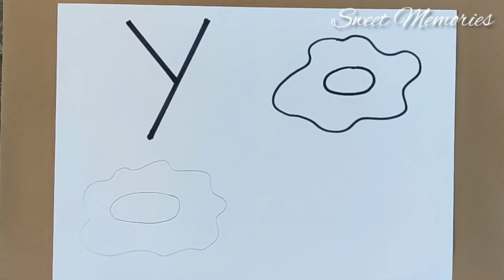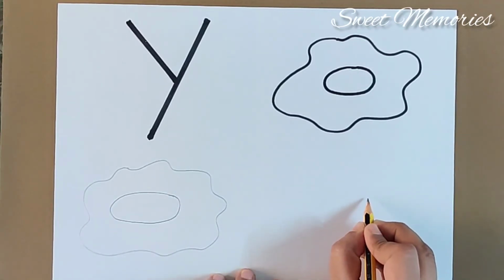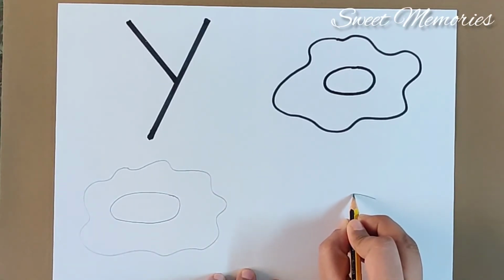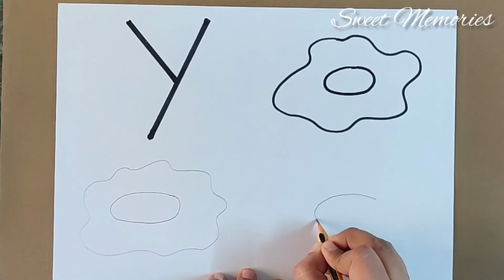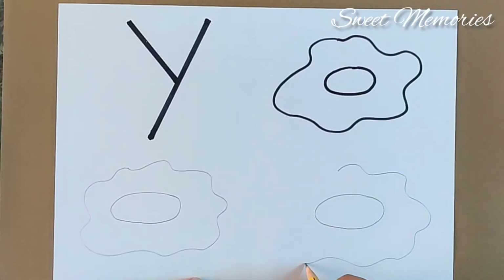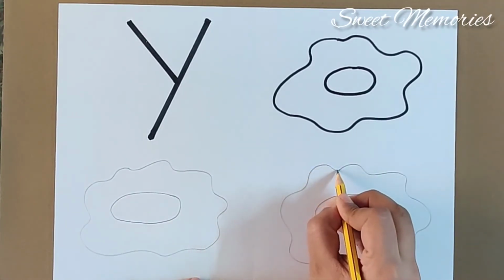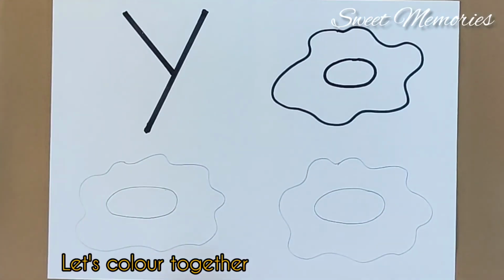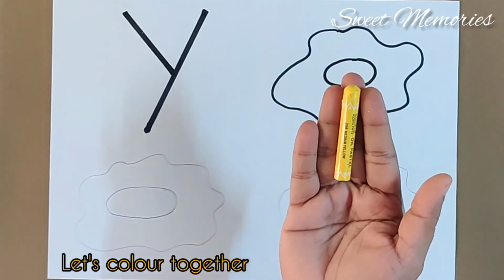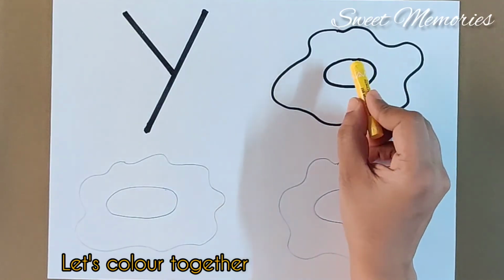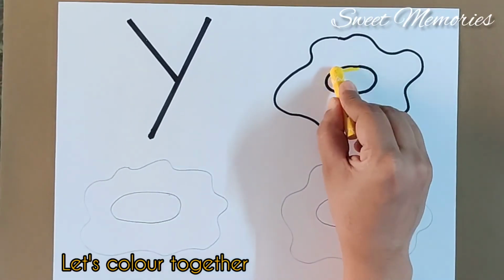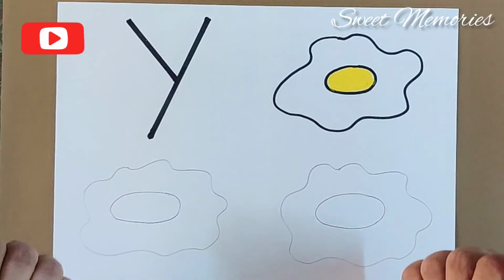Let's draw a sleeping oval. You want. And now we are done. Now we will use the color yellow to color the center. Here we are done with the yoke.